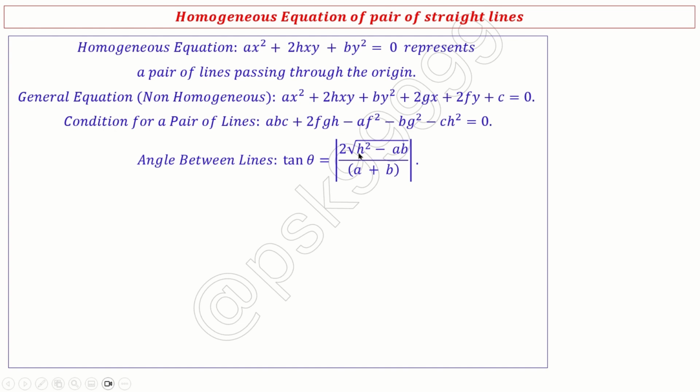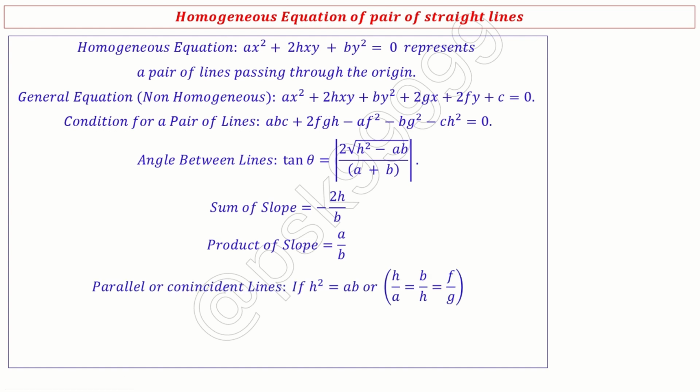This is very similar to quadratic equations, you will easily understand, just need practice. So this is the angle between the lines. Then the sum of slopes is minus 2h by b. The product of slopes is a by b.